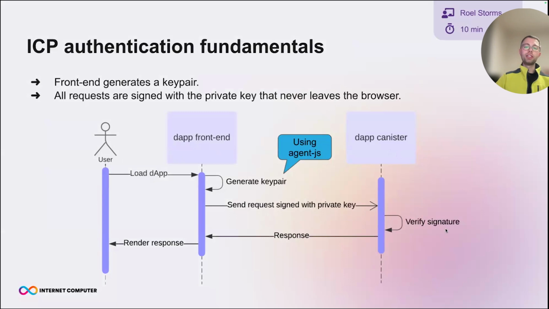When your Canister sees such a message, it will often want to see who is the caller of the message, who is the identity making such a call. And for that, it will have to verify the signature and check the principal. And this principal is correlated to the key pair that's generated over here. So you can immediately see a problem.